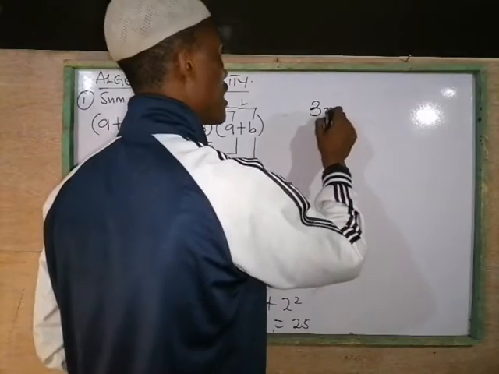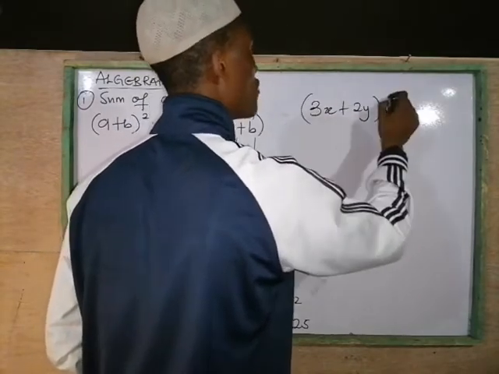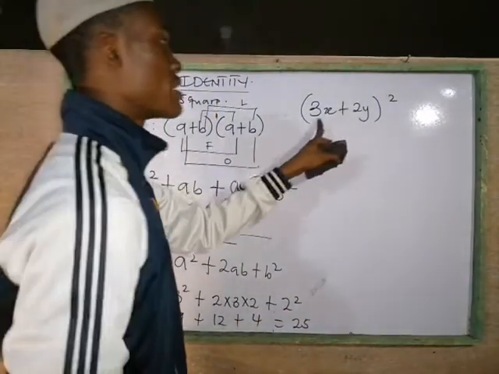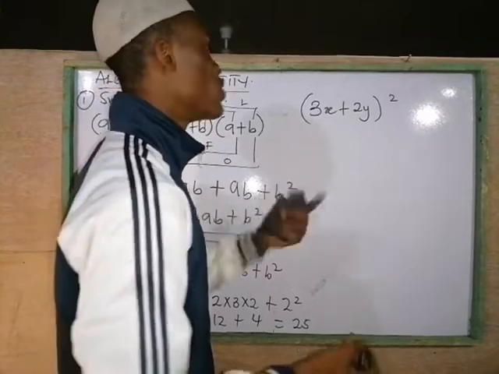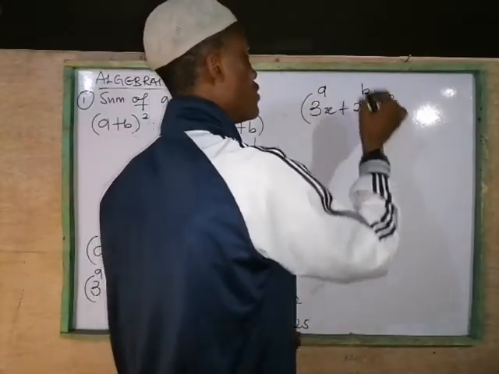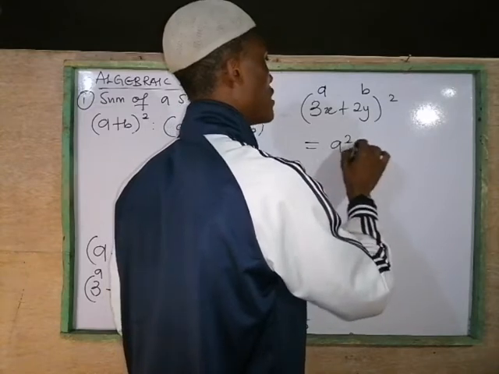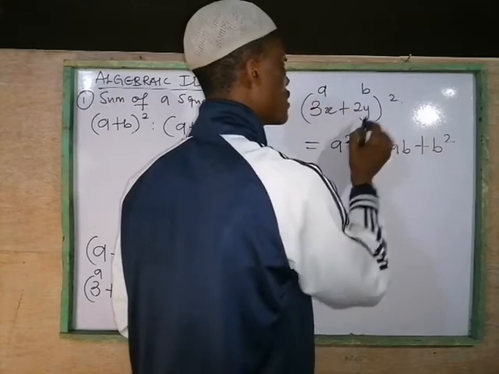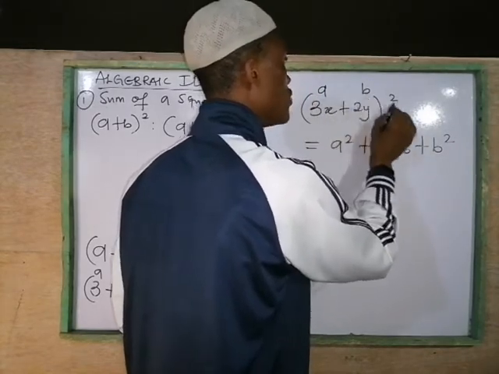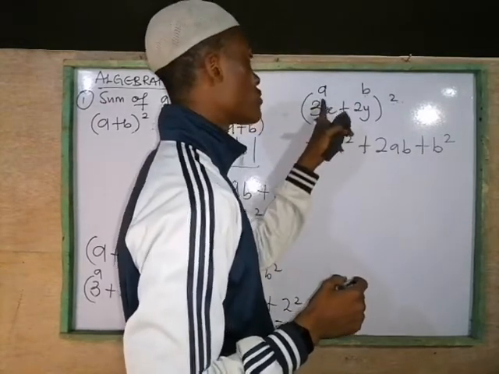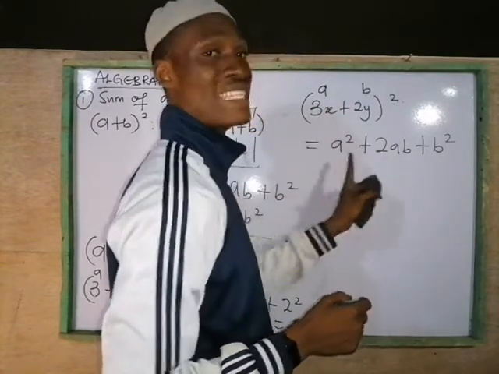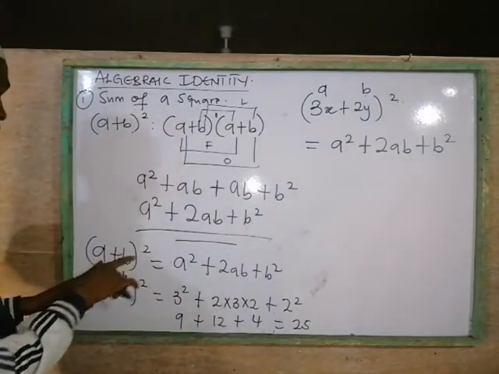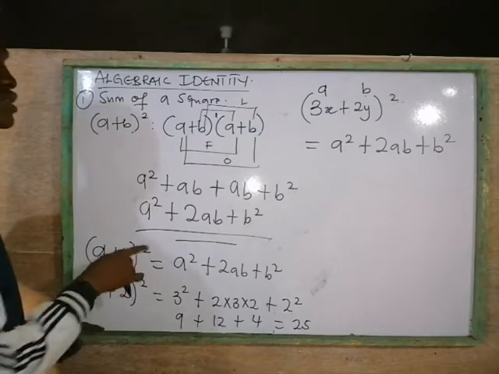To factorize this, (3x + 2y) raised to the power of 2, you don't need to stress yourself. This is just like our sum of a square. So we know if this is my a and this is my b, my expression is going to be a squared plus 2ab plus b squared. That's one of the ways you can understand or remember this identity. (a + b) squared: to remember it, you just do a squared plus 2ab plus b squared.